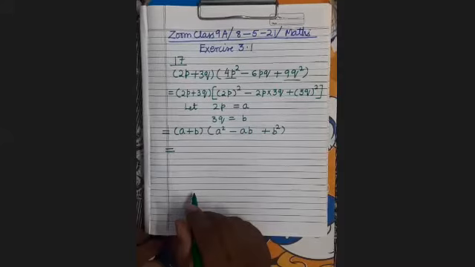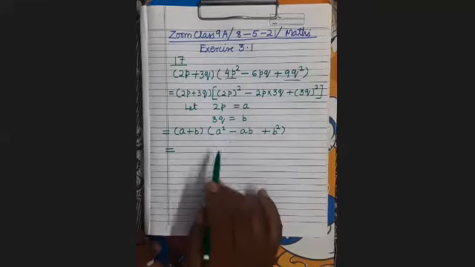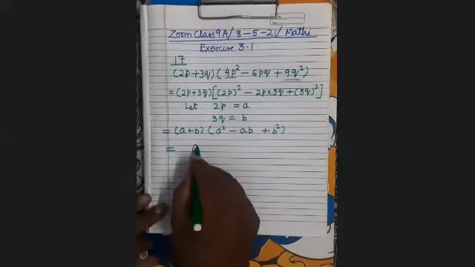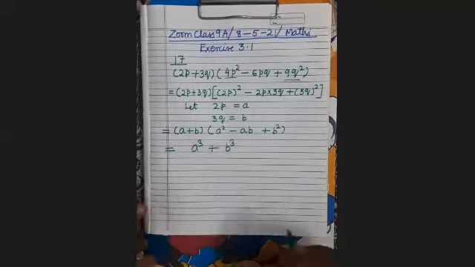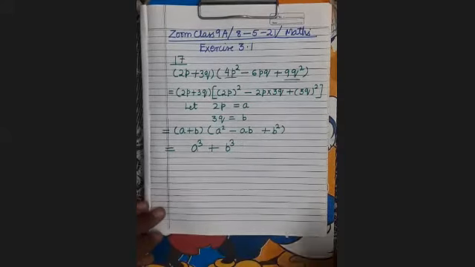A square plus B square. It is equal to what? It is A cube plus B cube. This is the formula of A cube plus B cube. This into this is equal to A cube plus B cube. It's clear?